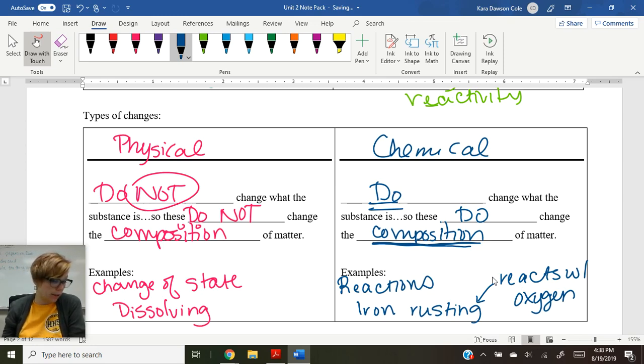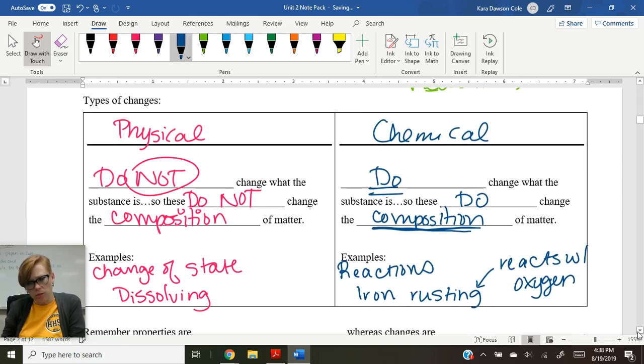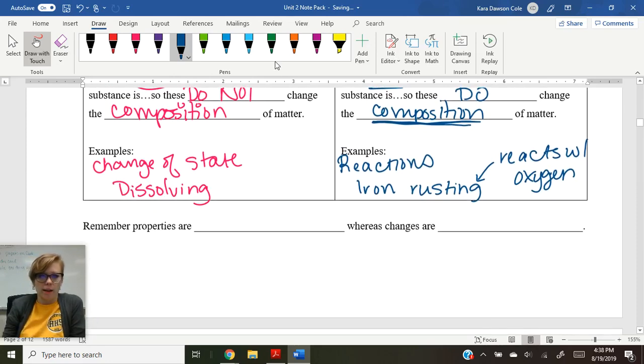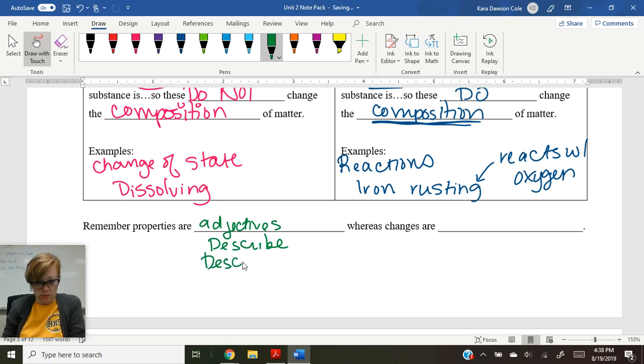When oxygen reacts with iron, it's no longer iron. It's called rust, which is iron oxide, and it's a mixture of two different iron oxides. So one thing to remember is that properties are adjectives. These describe matter, right? So they're descriptions. Whereas changes are what's happening.